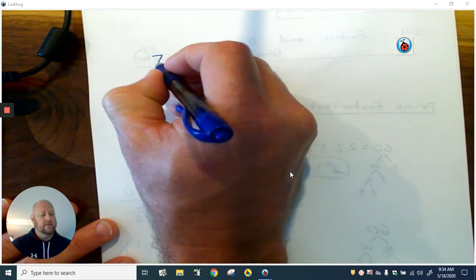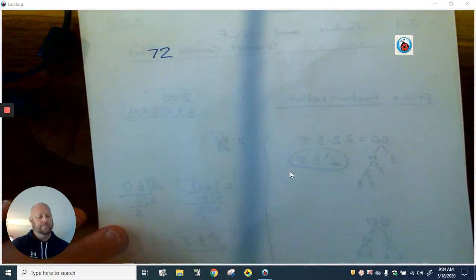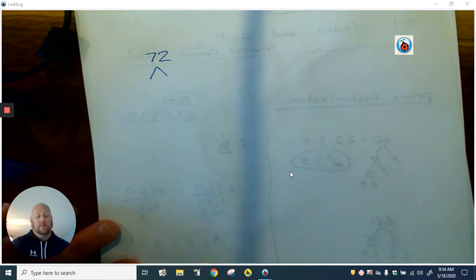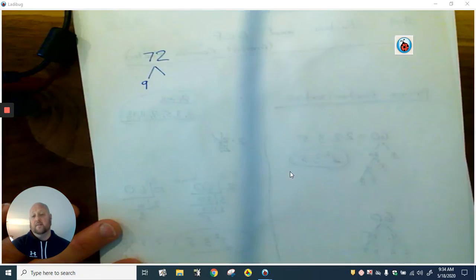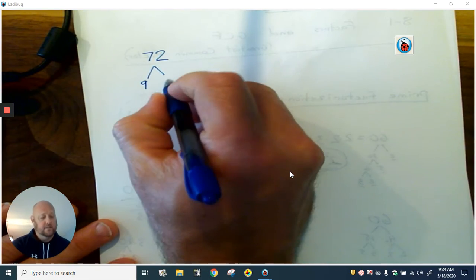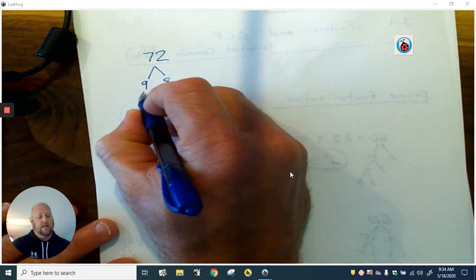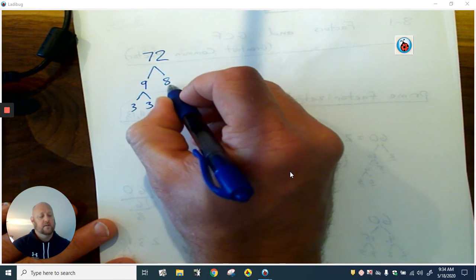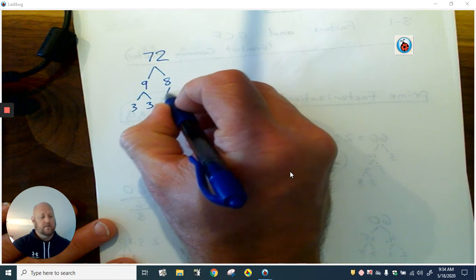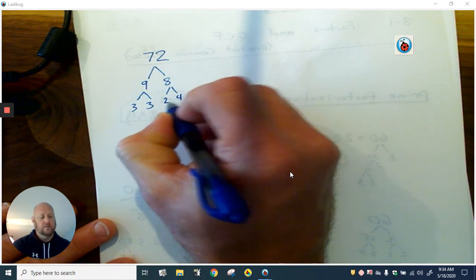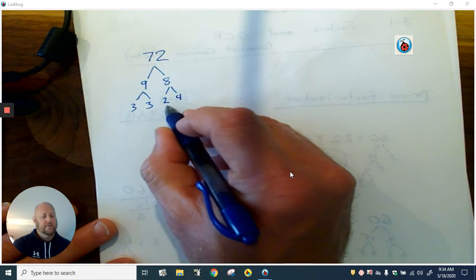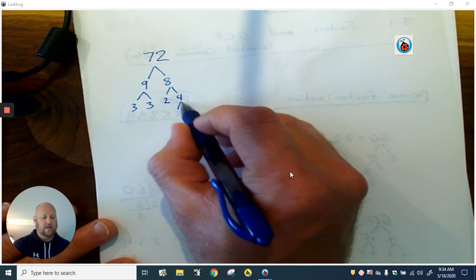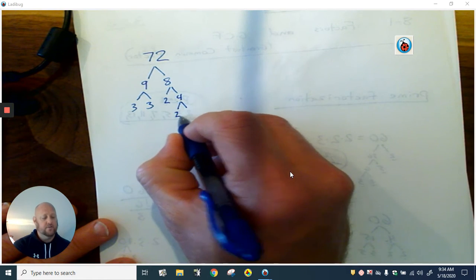How about 72? Well, what are any two numbers that can multiply together to get 72? Well, I know 72 is one of my multiples of 9, so it's 9 times 8, right? Well, 9 can be broken down into 3 and 3. 8 can be broken down into 2 and 4, right? 2 times 4 is 8. 3 is prime, 3 is prime, 2 is prime, 4 is not. I can take that 4 a little bit farther into 2 and 2.